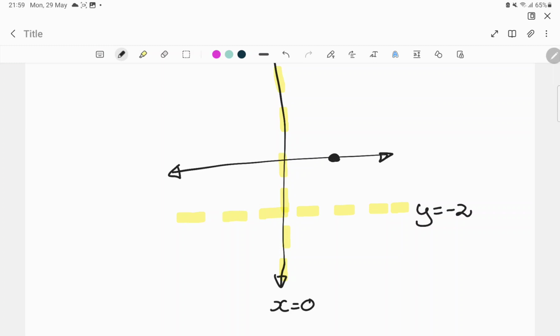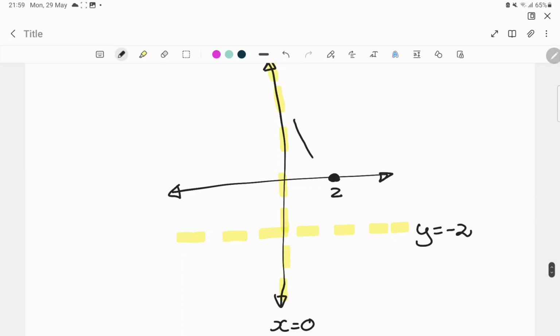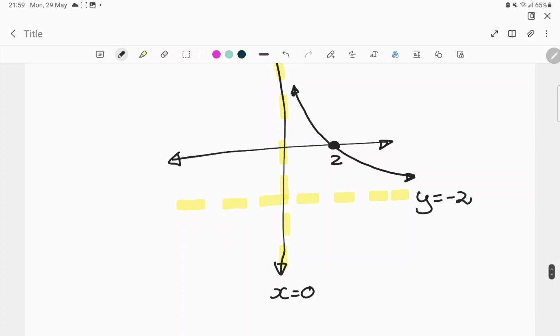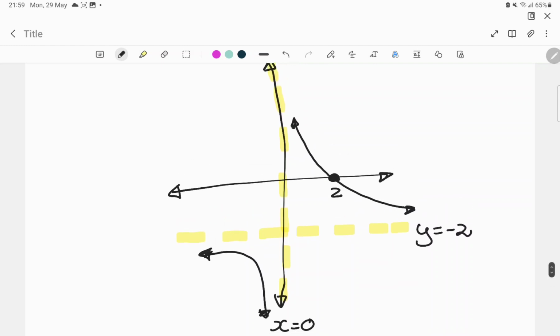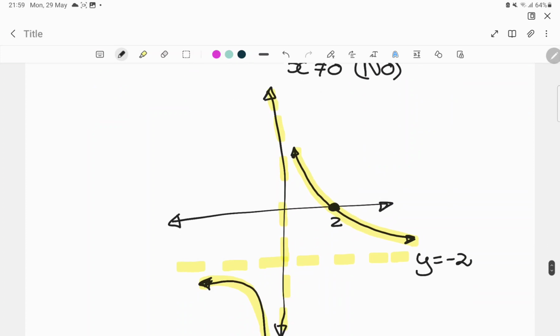Now obviously if you get more points, you will have a clearer understanding of how your drawing should look. However, from what I have, I know one part of my hyperbola has to go there, and the other has to be in my third quadrant, meaning it has to go somewhere here. I'm just going to highlight it in yellow so that we don't get confused. So this will be my g of x graph.